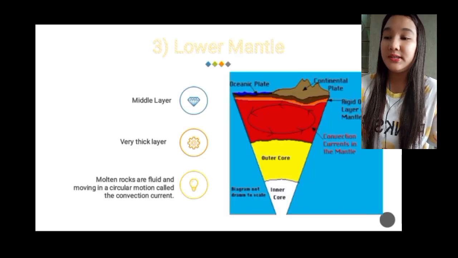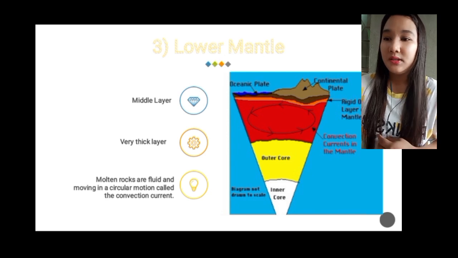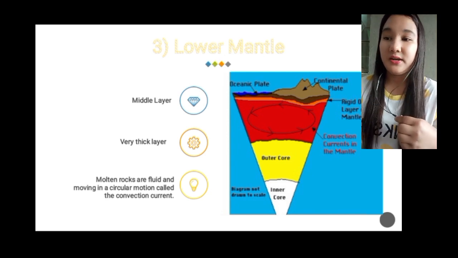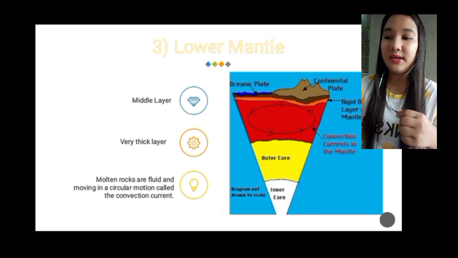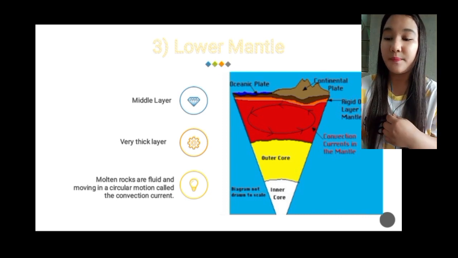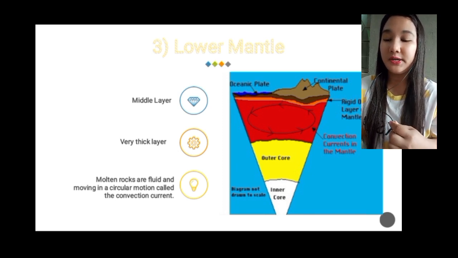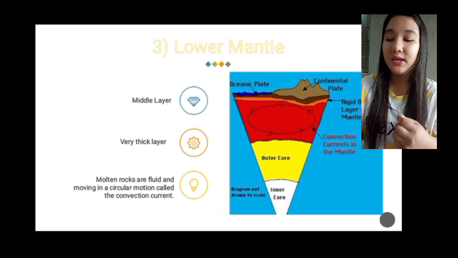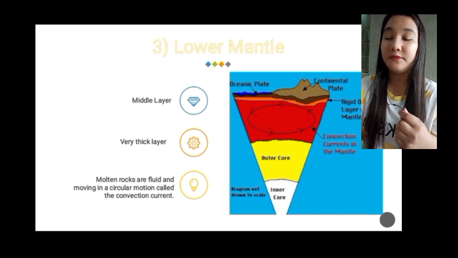And then second is the lower mantle. Lower mantle is the very thick layer. And then molten rocks are fluid and moving in a circular motion called the convection current. So, lower mantle is the region of Earth interior located beneath the upper mantle, extending from about 410 kilometers to 2,890 kilometers below the Earth's surface. It is composed of solid rock and plays a crucial role in the dynamics of Earth interior and the movement of tectonic plates.